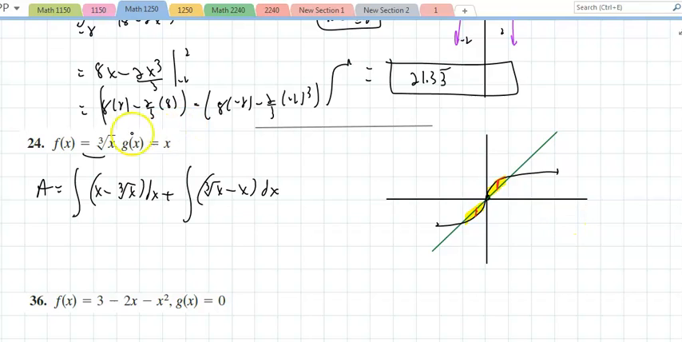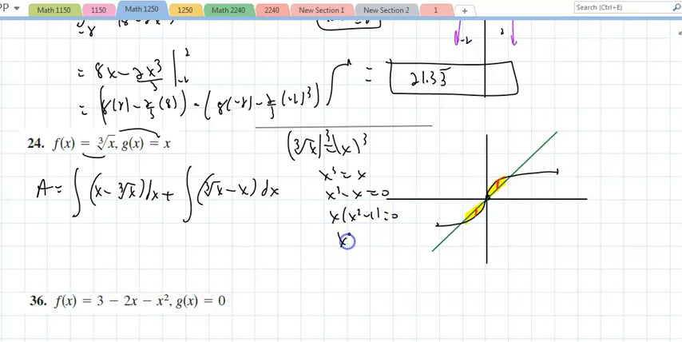How do I find these points? I set those two equal to each other. I set cube root of x equal x. If I cube both sides, because that's a cube root, x cubed equals x. If I get everything on one side, 0 on the other side, and I factor, so the basic algebra, I'll get x to be 0, 1, and negative 1. That is 1, that is negative 1, and that is 0. So it's going to be the integral from negative 1 to 0 and 0 to 1. Setup, do not solve, there it is.